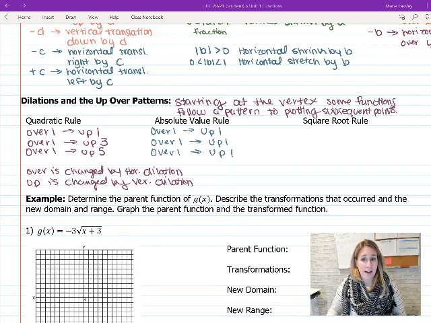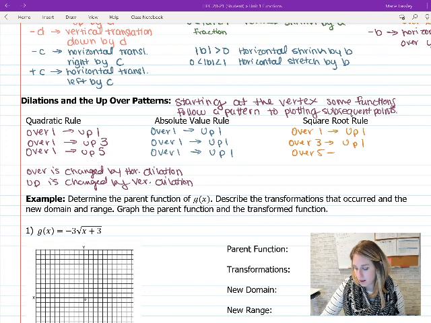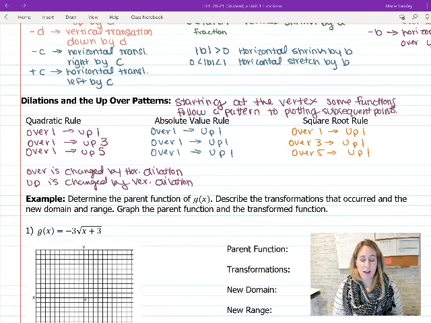All right, and that leaves the square root function last. Now the square root function and the quadratic function are inverses of each other, right? The opposite of squaring is square rooting. So these ones work just in reverse. The square root function is going to be over 1, up 1, over 3, up 1, over 5, up 1. So it's just the reverse of the quadratic rules, and that's how you do your square root function. Okay, let's move on to our example.